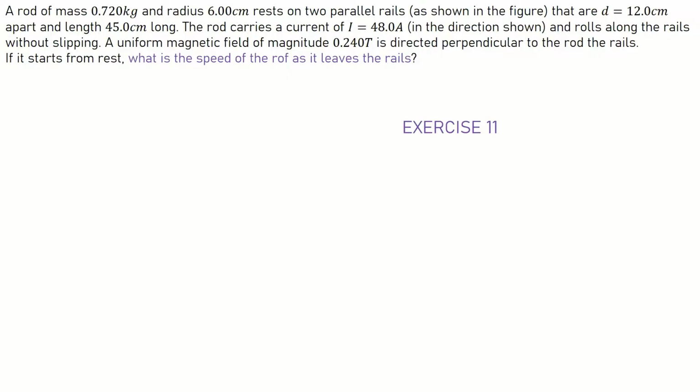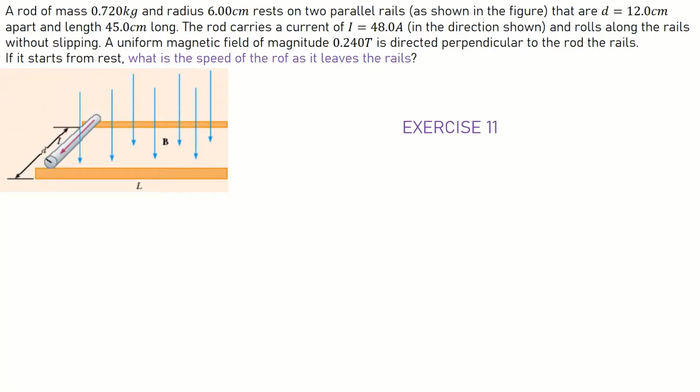Alright guys, in this video we are going to be looking at exercise 11 of the electromagnetism tutorial PDF, and it reads: a rod of mass 0.72 kg and radius of 6.00 centimeters rests on two parallel rails as shown in the figure. That's the figure that's been displayed. The two rails are 12 centimeters apart and they have a length of 45 centimeters.